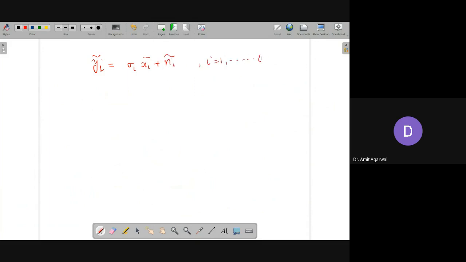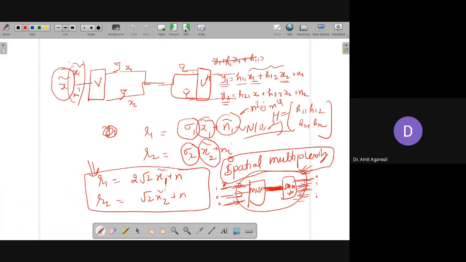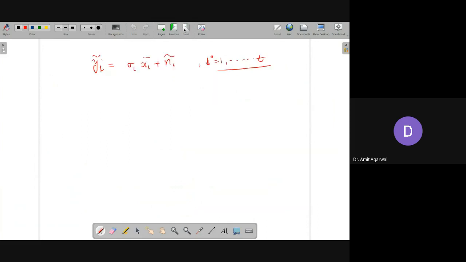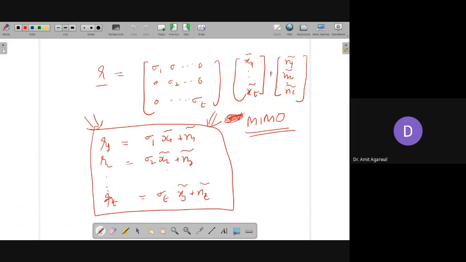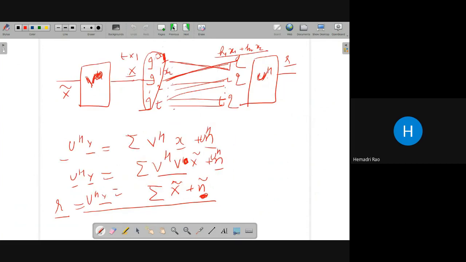Just remember, we will have T streams, not R streams. T is the number of transmit antennas, because we have done some processing. This is the basic concept. Here, what is the number of streams? It is T, T cross 1. But for the received signal, what is R?